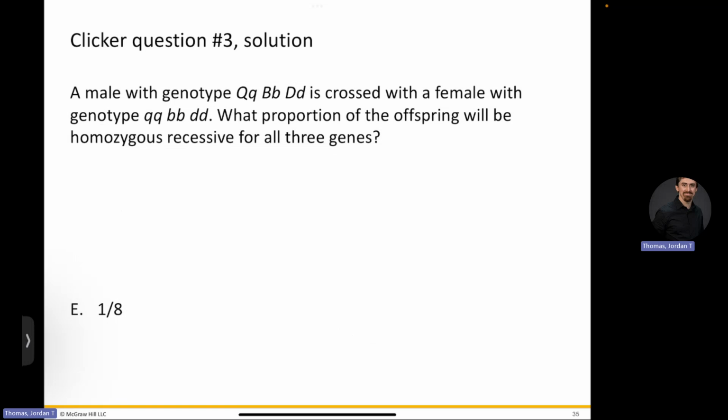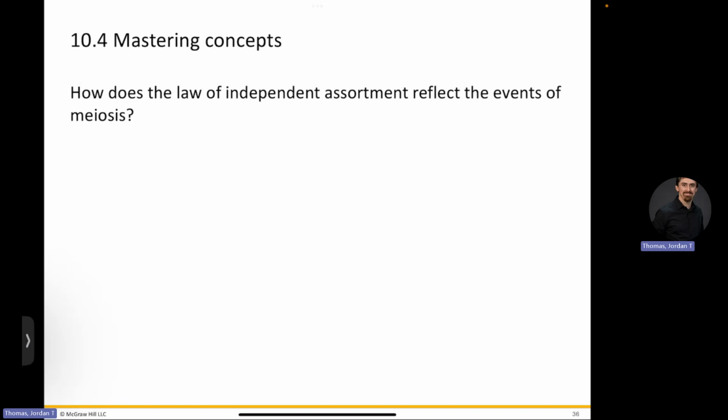All right. The assignment this week will help you with crosses. Use that weekly assignment to get used to Punnett squares. How does the law of independent assortment reflect the events of meiosis? For this, I want you to think about it, but we're going to move on.